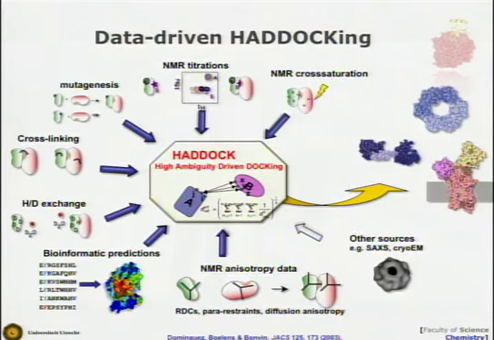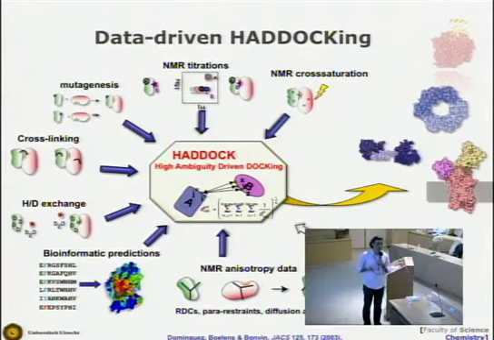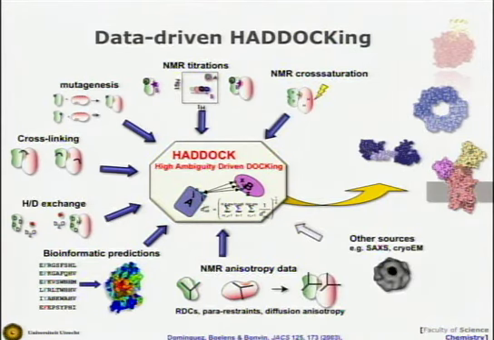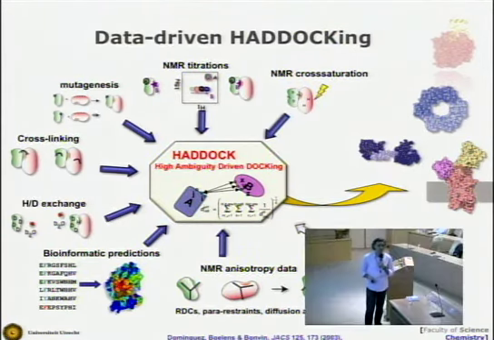NMR is also, if you look down there, very good at measuring orientations of molecules. So there are experiments that you can do, and Antonio has been telling you also a bit about that, where you can get anisotropy information, which allows you to align molecules in solution. And this alignment, if you know how two molecules are aligned with respect to each other, is very useful to build a complex. But we are not limited to NMR in terms of what we can use.